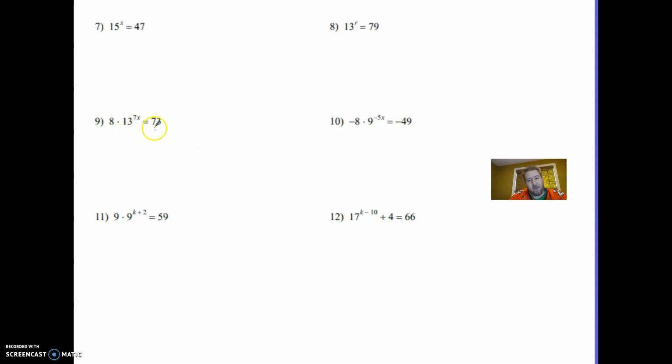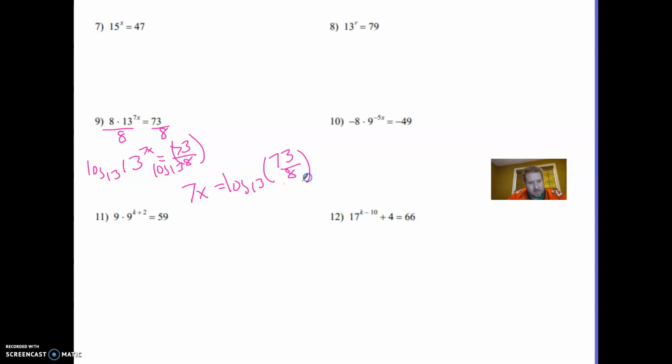When we get to question number 9, now we get a little bit more. We are going to do PEMDAS backwards because that's what you do when you solve equations. I'm going to divide both sides by 8. That gives me 13 to the 7x power equals 73 over 8. Then I'm going to do log base 13 of both sides to get rid of this base. This is a decimal, so I'm going to leave it the way it is. That gives me 7x equals log base 13 of 73/8. Then I'm going to divide both sides by 7, and there's your answer.